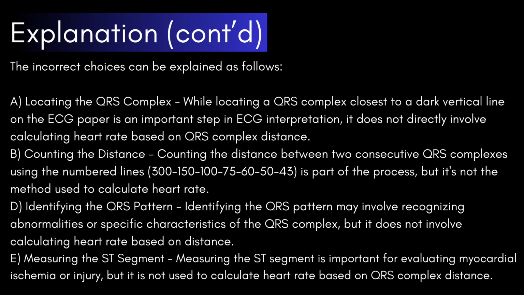B, counting the distance. Counting the distance between two consecutive QRS complexes using the numbered lines 300, 150, 100, 75, 60, 50 is part of the process, but it's not the method used to calculate heart rate. D, identifying the QRS pattern. Identifying the QRS pattern may involve recognizing abnormalities or specific characteristics of the QRS complex, but it does not involve calculating heart rate based on distance.